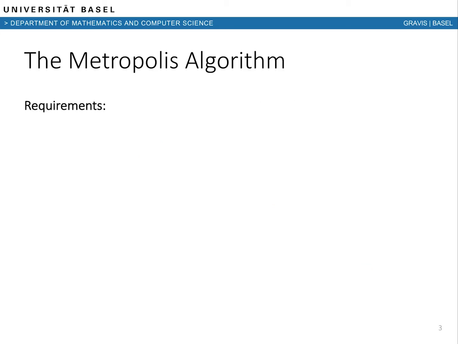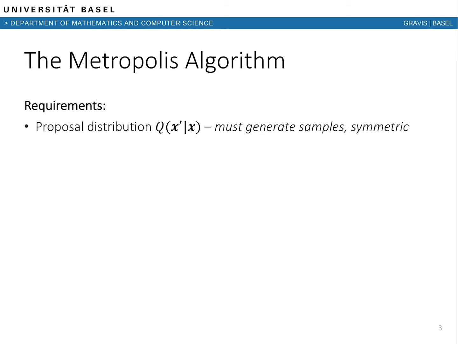The Metropolis algorithm is a very simple algorithm, and it just has two requirements. So let's start directly with the first one, the proposal distribution Q. It is a distribution chosen by the user, and he must be able to generate samples, and the distribution must be symmetric. More on that later. On the other hand, we need a target distribution P with pointwise evaluation.